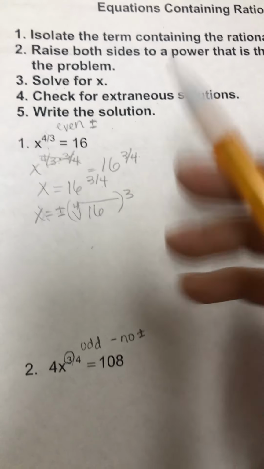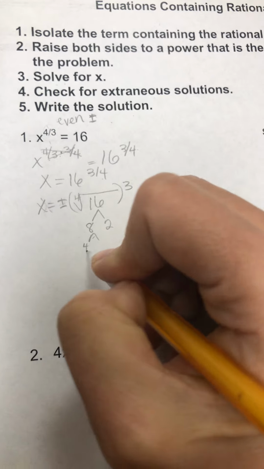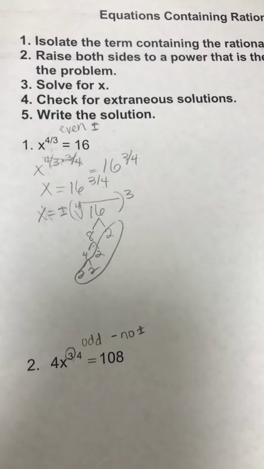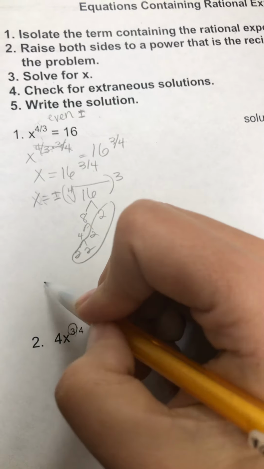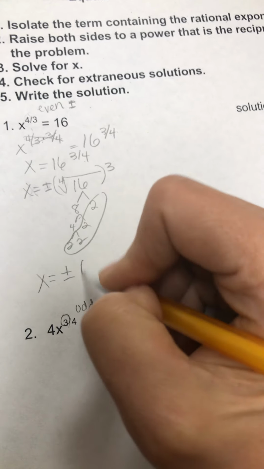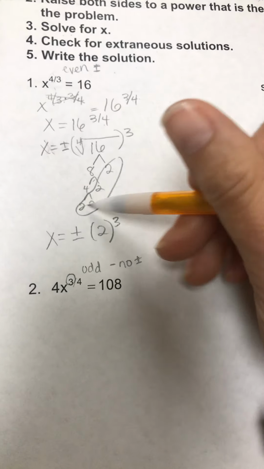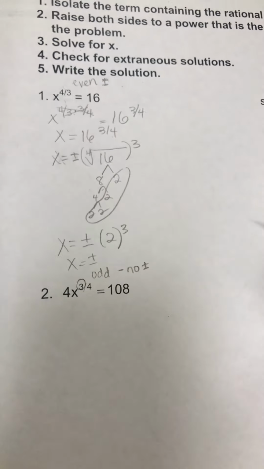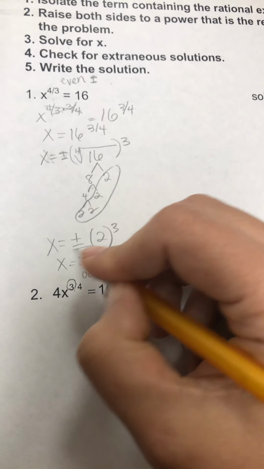Okay, so now what we need to find, we need groups of 4. So you're going to have 8 and 2, 4 and 2, 2 and 2. So you end up getting 4 2s. So you have a group of 2s. So x is equal to plus or minus 2 cubed, okay, because there's nothing left over. So this becomes 2. So x equals plus or minus 2 times 2 is 4, 4 times 2 is 8. So plus or minus 8.